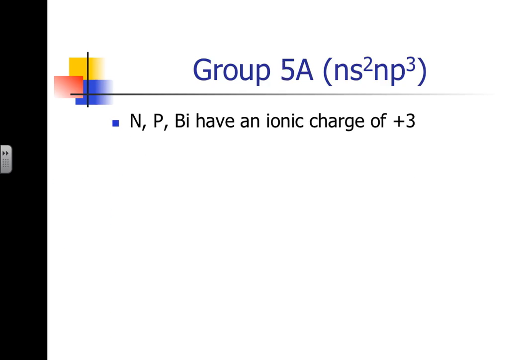These are going to kind of vary widely. Group 5 is kind of an interesting one. So you can see you have a few that have ionic charge of +3.